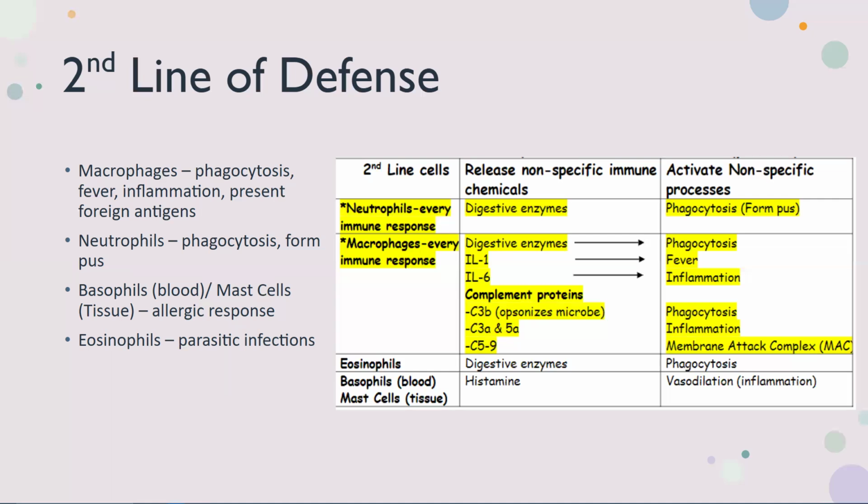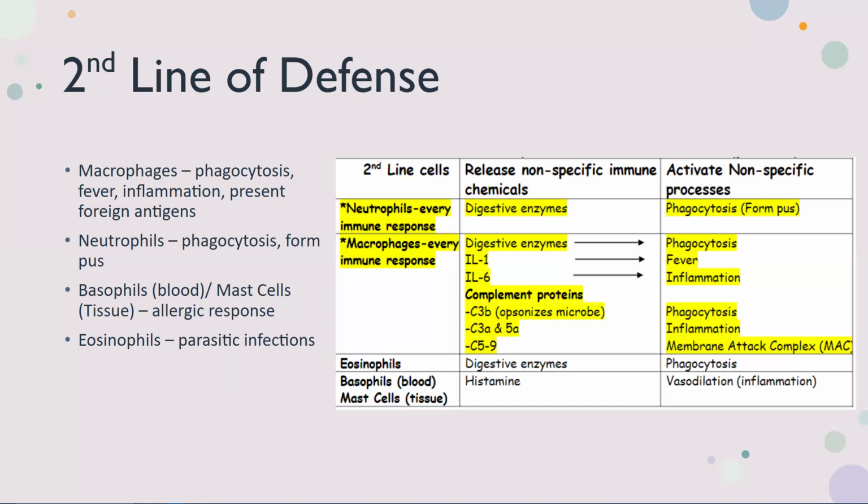Recall that in the chapter 15 and 16 case study, you were asked to write down the cells, the immune chemicals, and the immune processes. I'm just going to tell you, you're probably going to have similar questions on the exam as well, asking you if you write macrophage, give me some of the immune chemicals and the immune processes that it's involved in.